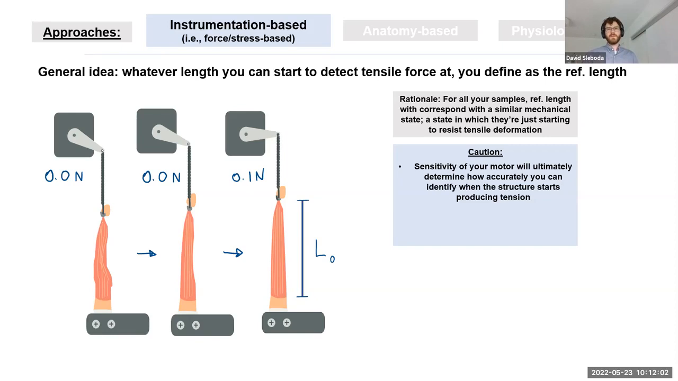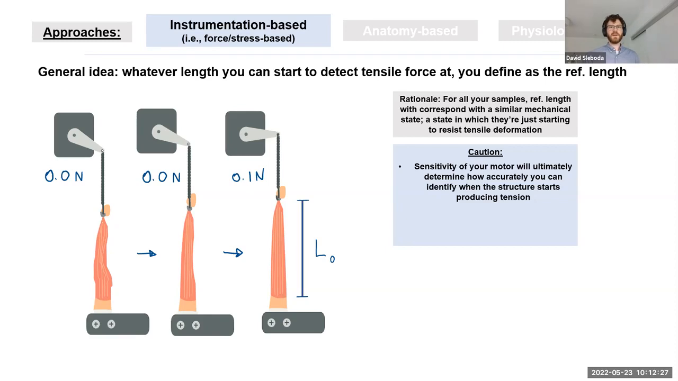The first caution is that when you use this method, the sensitivity of your transducer is ultimately going to determine how accurately you can identify when the structure starts producing tension. So if you had a transducer with higher resolution than 1/10 of a Newton, you would inevitably see that somewhere in between these two states, you started to generate tension. You just couldn't see it because your force transducer was not sensitive enough.